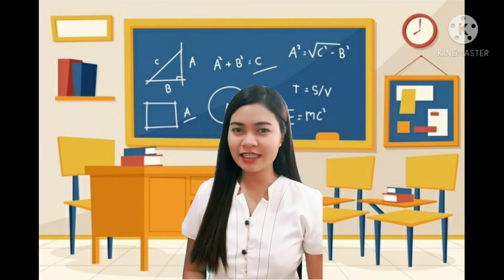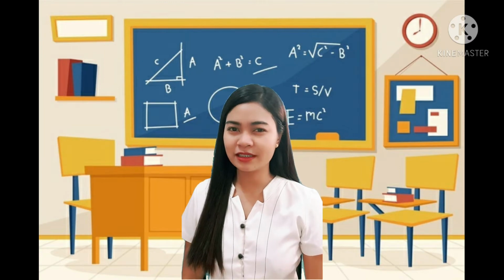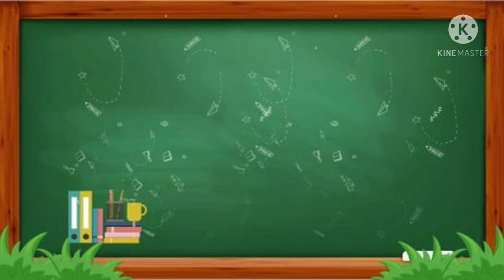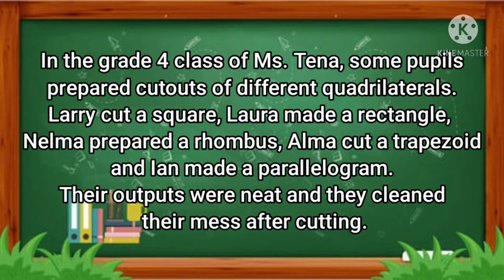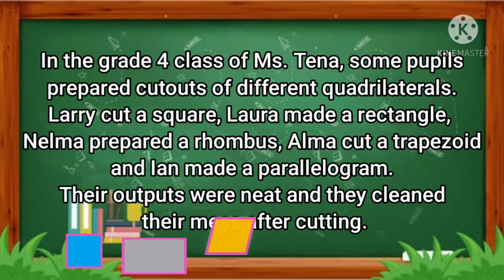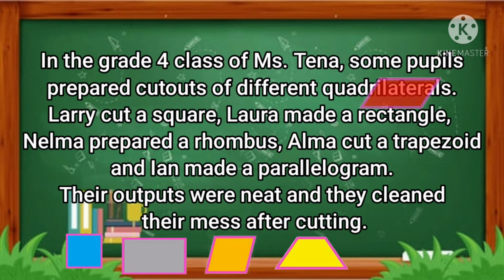So now, let's read a situation. Come on, read it with me. In the grade 4 class of Miss Tena, some pupils prepared cutouts of different quadrilaterals. Laurie cut a square. Laura made a rectangle. Nelma prepared a rhombus. Alma cut a trapezoid. And Ian made a parallelogram. Their outputs were neat and they cleaned their mess after cutting.